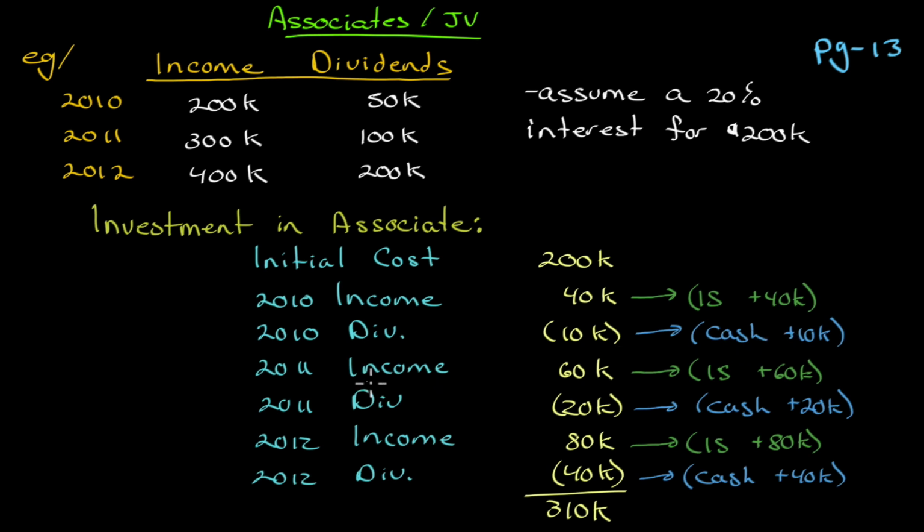Same thing with 2011, 20% of the $300,000 is $60,000, goes right to the income statement. Our dividends reduce our holding by $20,000, that increases our cash. And again, you can see the same thing we're doing for 2012. So 200 plus 40 minus 10 plus 60 minus 20 plus 80 minus 40, 310. That's the carrying value at the end of 2012 of our 20% investment in this company.